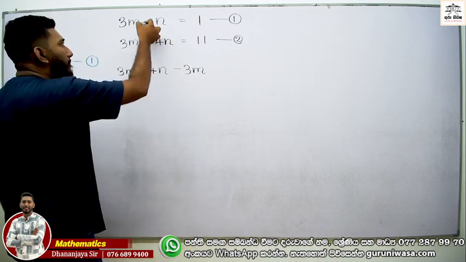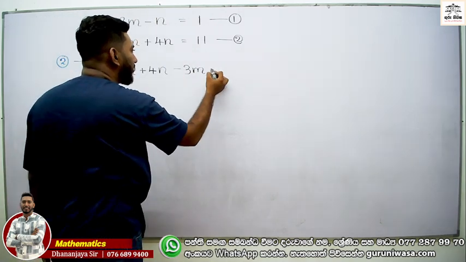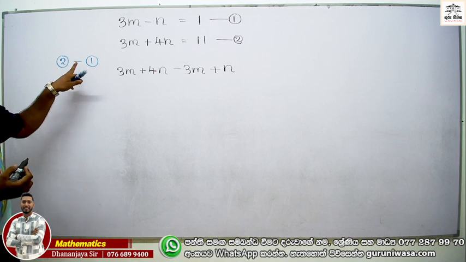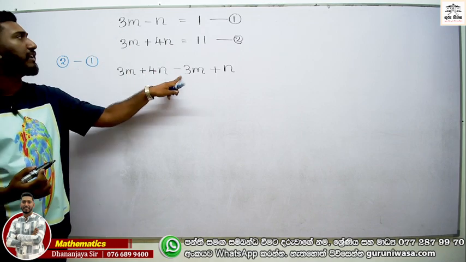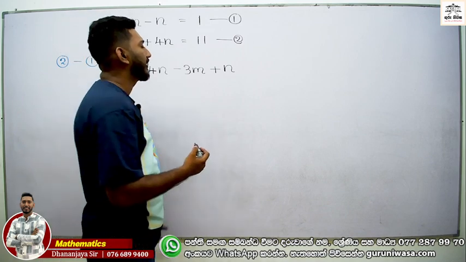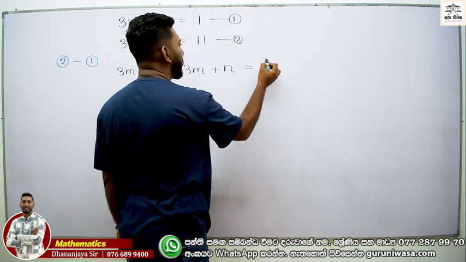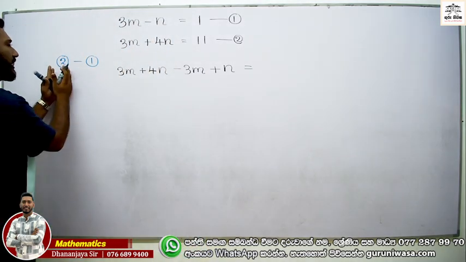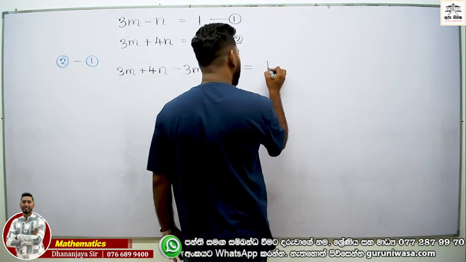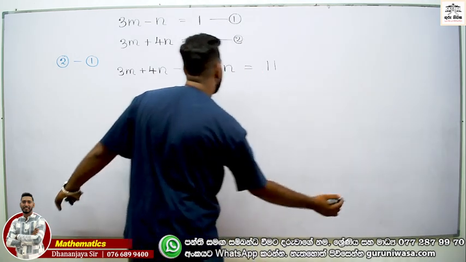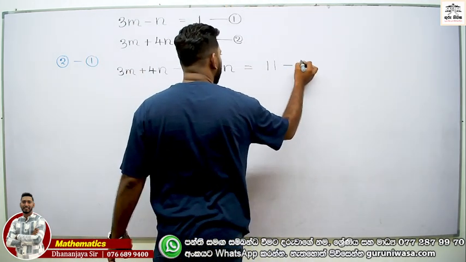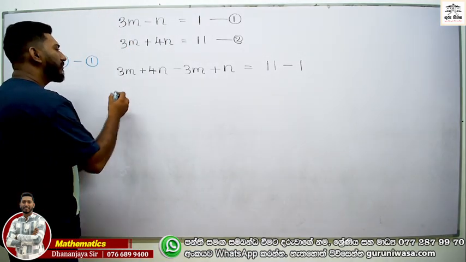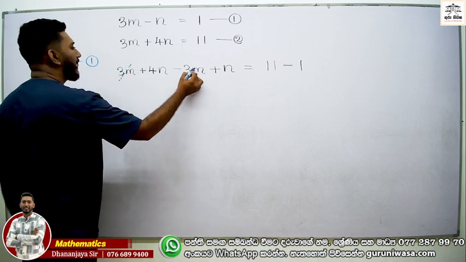Now tell me, minus n, you have to write as plus n because this is a subtraction. In subtraction, you can write it as the additive inverse. Right? Equals to, then the right hand side of the second equation is 11 and the right hand side of the first equation is 1. You need to subtract, right, as additive inverse. Now 3m and minus 3m are eliminated.